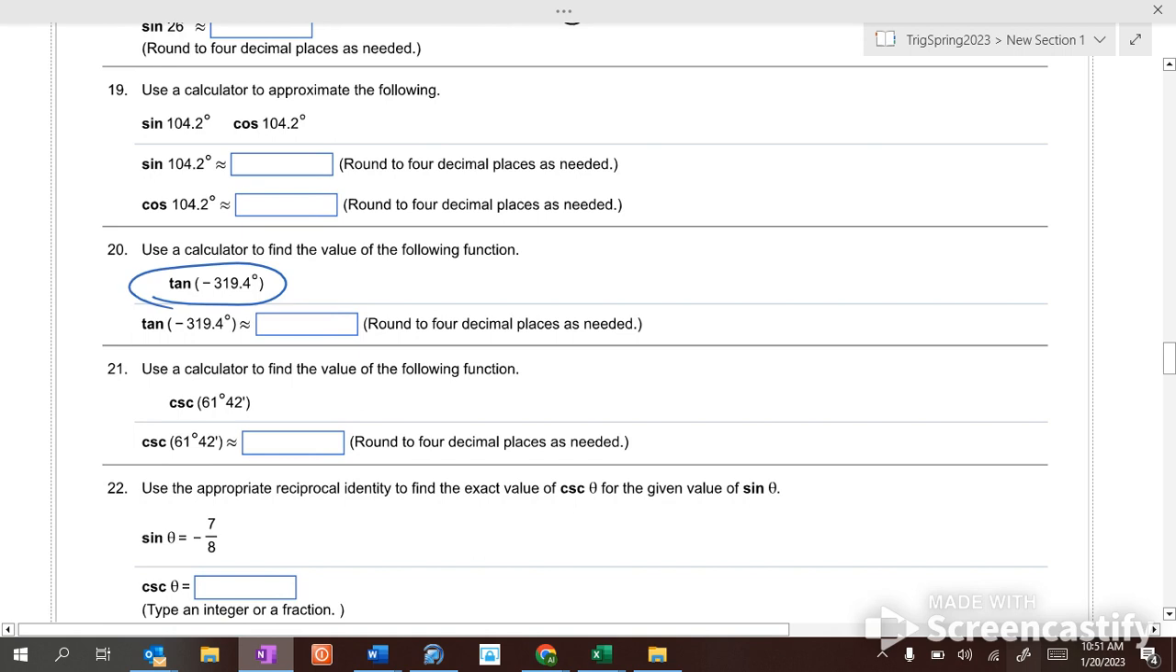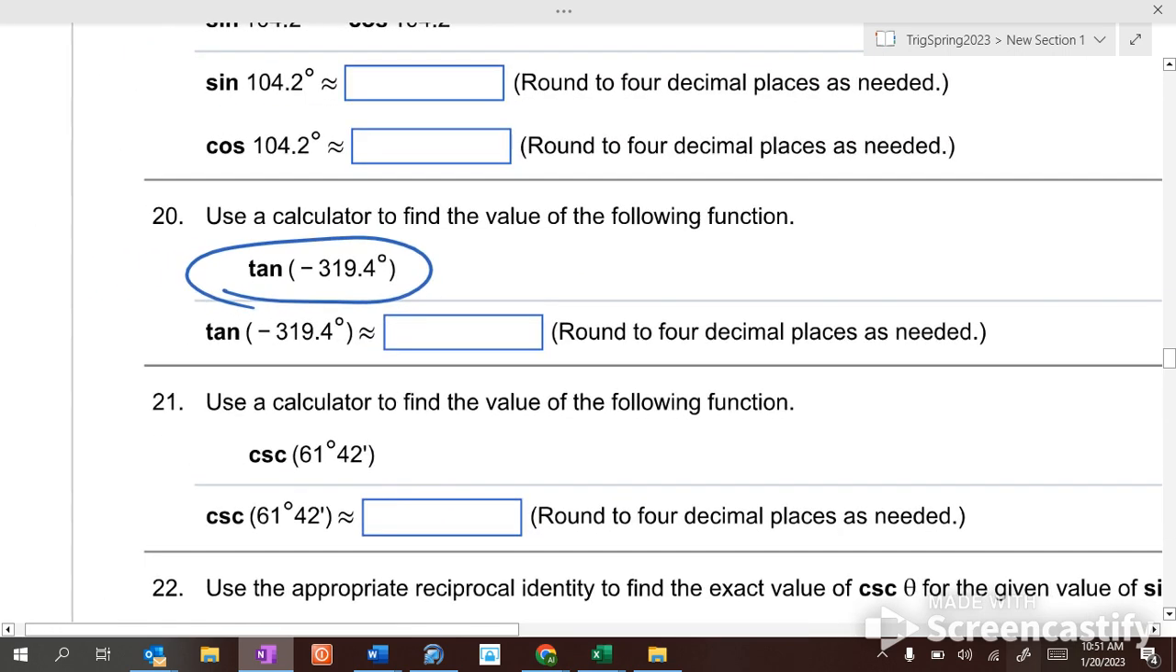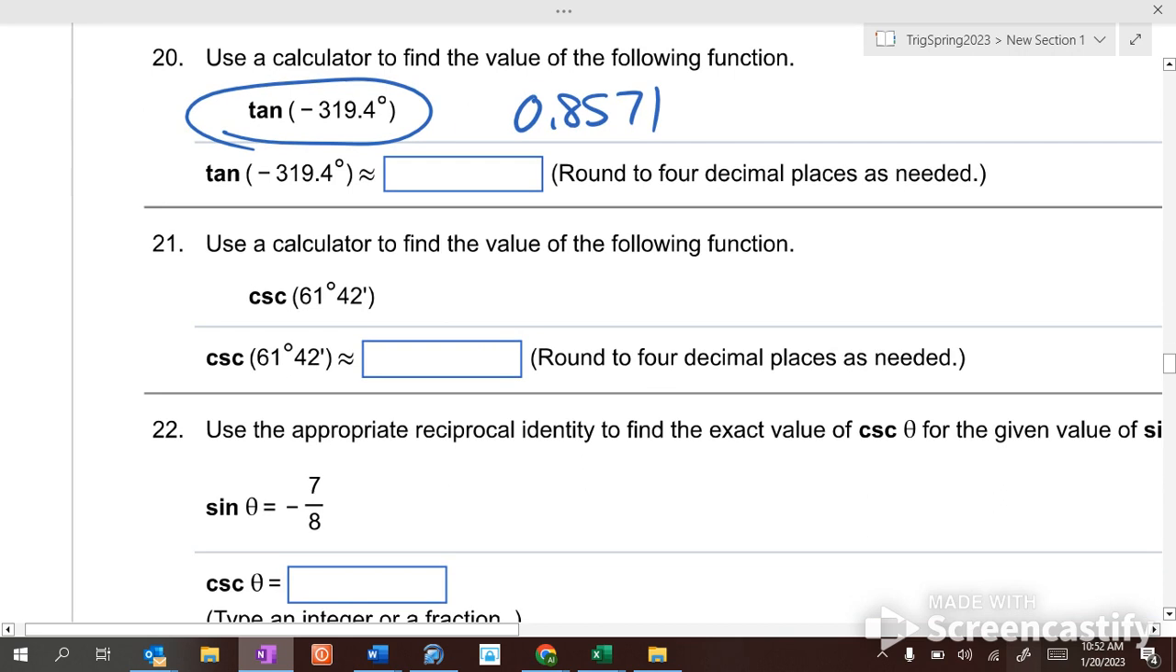Tangent of negative 319.4 degrees. The calculator can actually figure that out. You can type the negative in, and you should be fine. Tangent of negative 319.4 degrees. 0.8571. Okay. 61 degrees, 42 minutes.